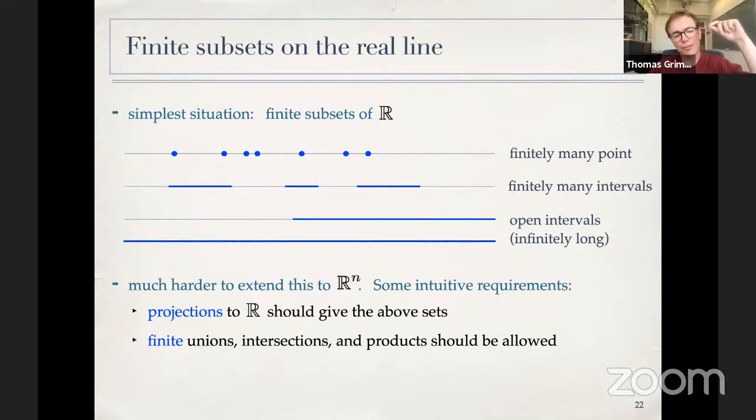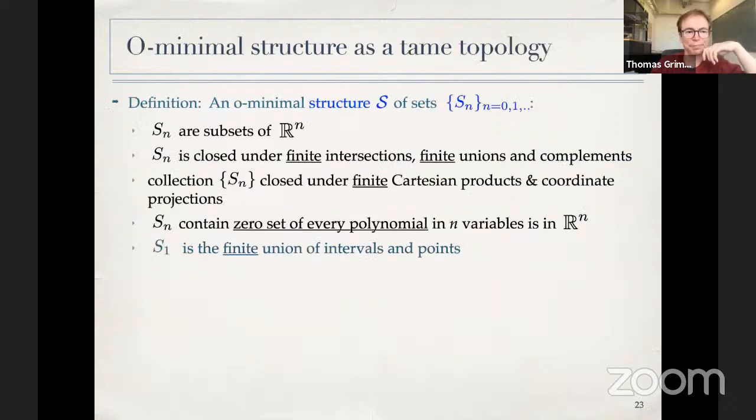It needs a little bit of thought, but if you think about how to extend this to R^n, you will see that it is much, much more difficult to come up with a consistent notion of finiteness in a higher dimensional space. So it's much harder to extend this to R^n. And you can maybe come up with easy intuitive ideas of what to implement. For example, you could say, well, if I project down to R, I should get back only finitely many sets. Okay, that might be something useful to have. I allow for finite unions and finite intersections and finite products, but I should not allow for infinitely many products or infinitely many intersections and so on.